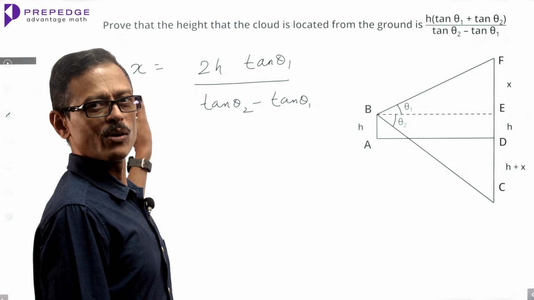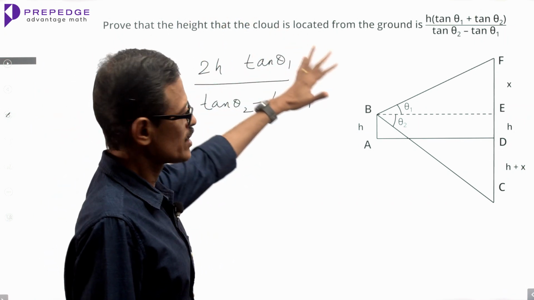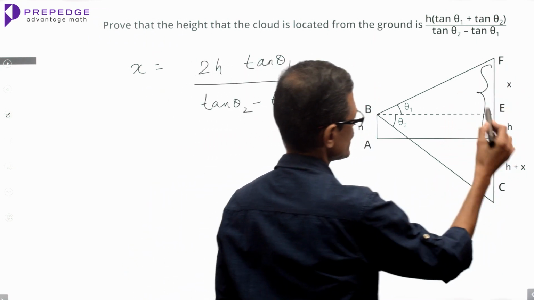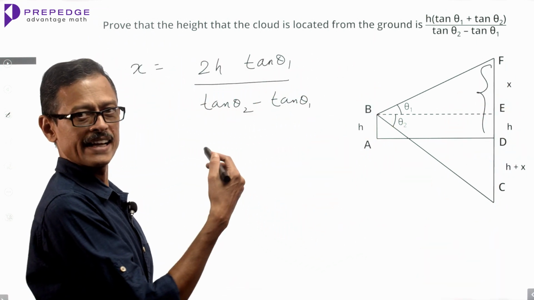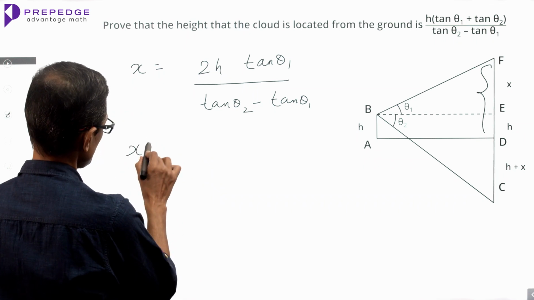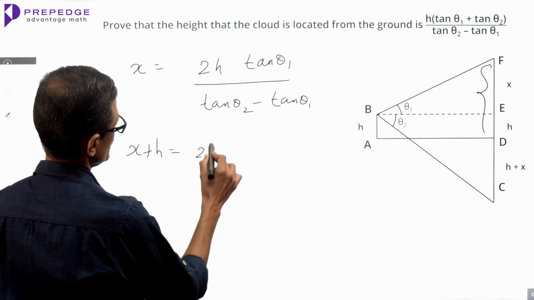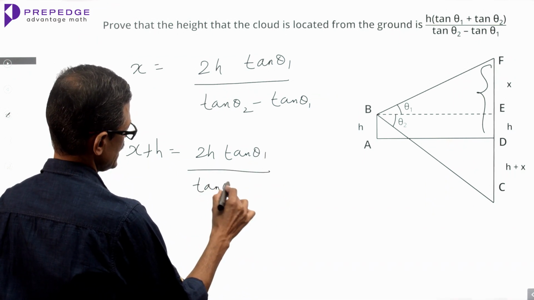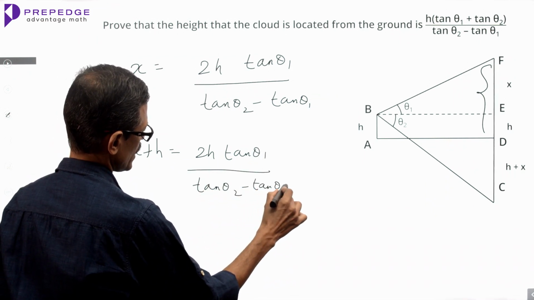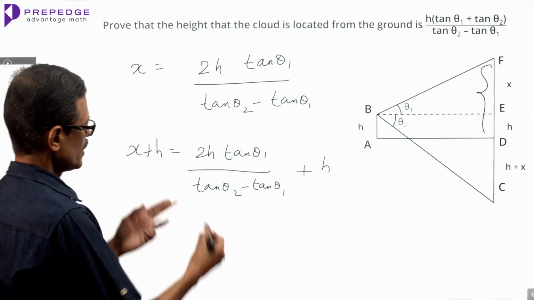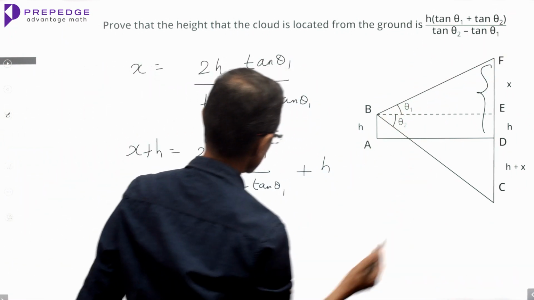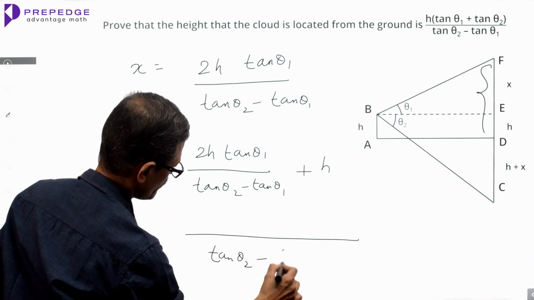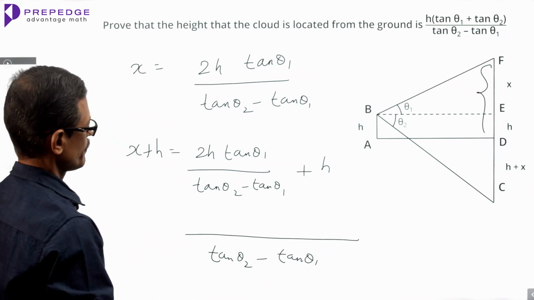So you found out the value of X in terms of tan theta and H. What we need to find is the total X plus H. X is found, and if we add one H to it, we have the answer. We have to find X plus H, which is nothing but 2H tan theta 1 divided by tan theta 2 minus tan theta 1 plus H. The common denominator is this, the denominator we want has already come. So tan theta 2 minus tan theta 1.